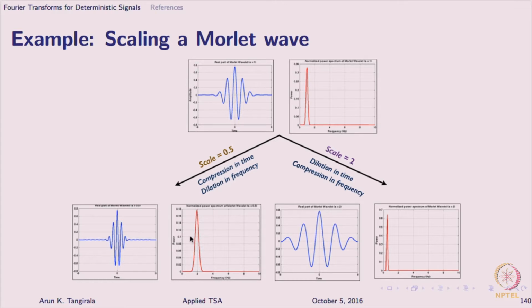It has stretched. Not only has it stretched, something else has happened. The center frequency has shifted to the right. It makes sense. On the other hand, if I dilate the signal, the Fourier transform has actually become narrower, that is, let me say the energy spread has become narrower, and the center frequency has shifted to the left.